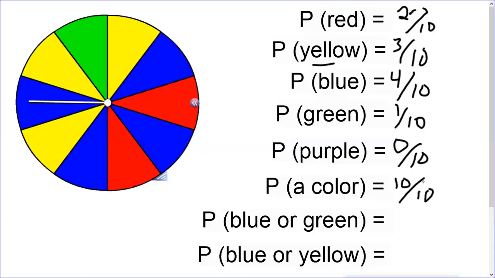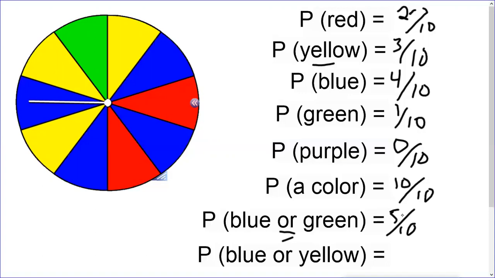Well, what about the probability of a blue or a green? Well, there's 4 blues, there's 1 green, so the desired outcome, there are 5 desired outcomes, 4 plus 1. That would be 50% chance, a 5 out of 10 chance. So that's not likely or unlikely. It's a 50% chance. It's 50-50.